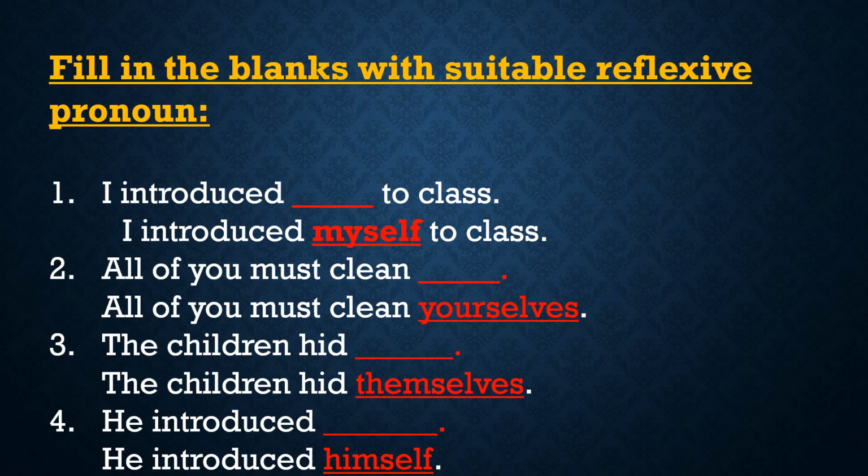Ourselves, themselves, himself, yourself, myself, herself, itself are reflexive pronouns. Reflexive pronouns have two forms. Singular reflexive forms are myself, yourself, himself, herself, and itself. Plural reflexive forms are yourselves, ourselves, and themselves.